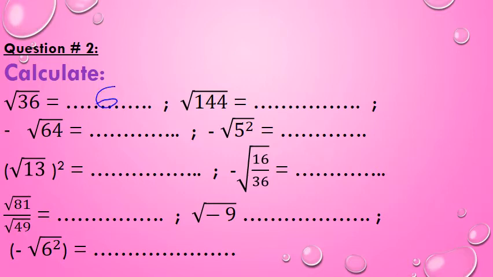Radical 144, Selena, is equal to 12. Why is it equal to 12? Because 144 is 12 times 12, so its square root is 12.